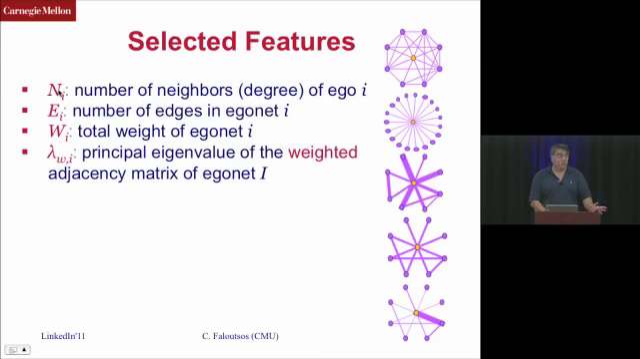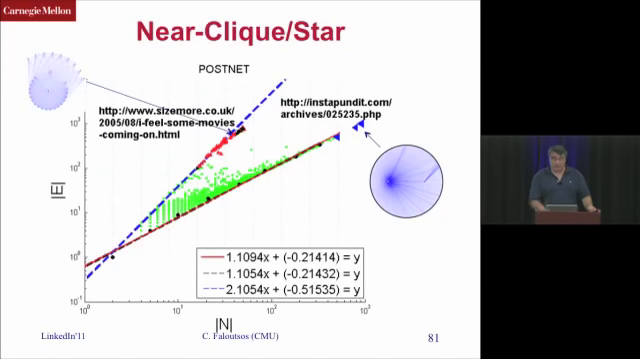So the number of neighbors makes a lot of sense. The number of edges in the egonet, which roughly corresponds to the number of triangles. The total weight in the egonet is also a good feature, the first eigenvalue, and 8 more features. Let's see the results, which are easier to explain. So let's have 2 of the features, the number of nodes in the egonet, and the number of edges in the egonet.